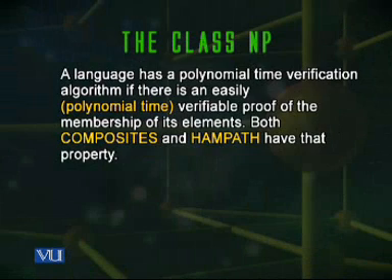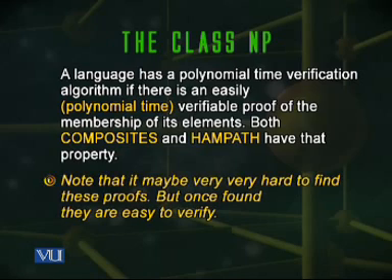What we have done now is we have come up with polynomial time verifiable proofs of membership for composites and also for Hamiltonian paths. We have shown that composites and Hamiltonian path are both problems that have polynomial time verification algorithms. Note that it may be very, very hard to find these proofs, but once such proofs are found, they are very easy to verify. So I have constructed an example for you.